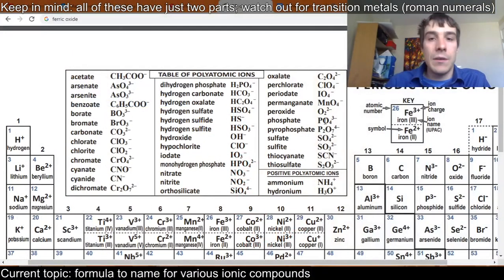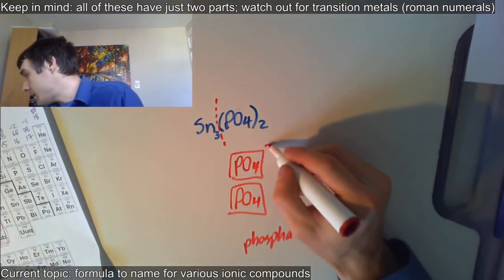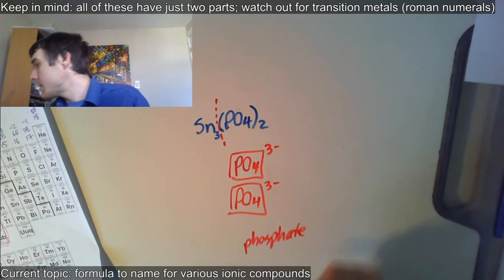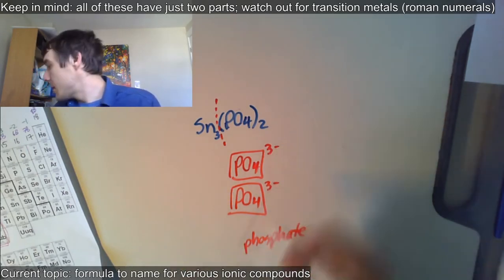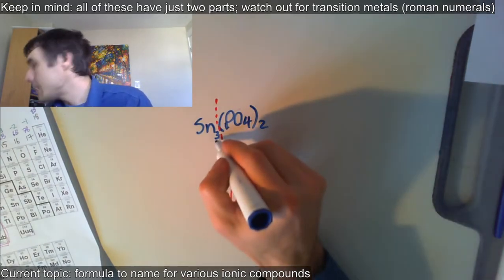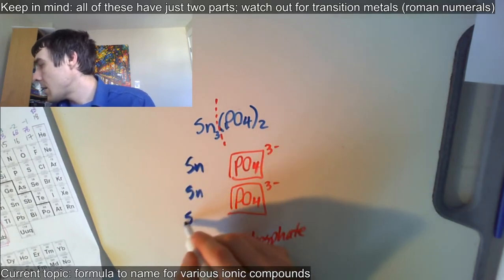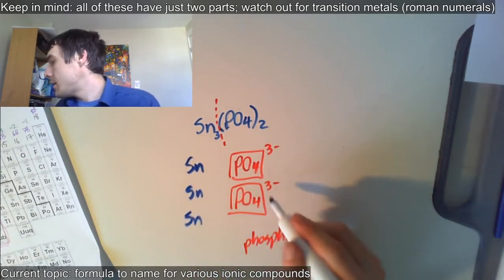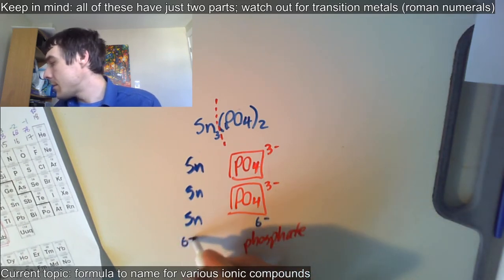Phosphate, PO4 3 minus. So we can look at this as a 3 minus. We've got 3 tins to match our 3 minuses. So Sn, there's 3 of them. That's what that 3 is for. So Sn, Sn, Sn. This total is 6 minus. That means this total must be 6 plus.